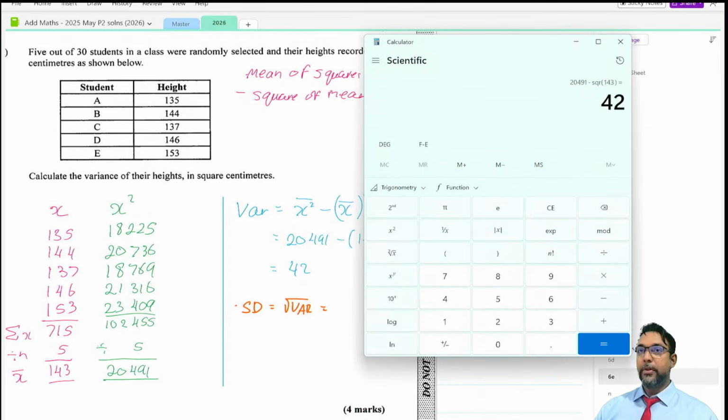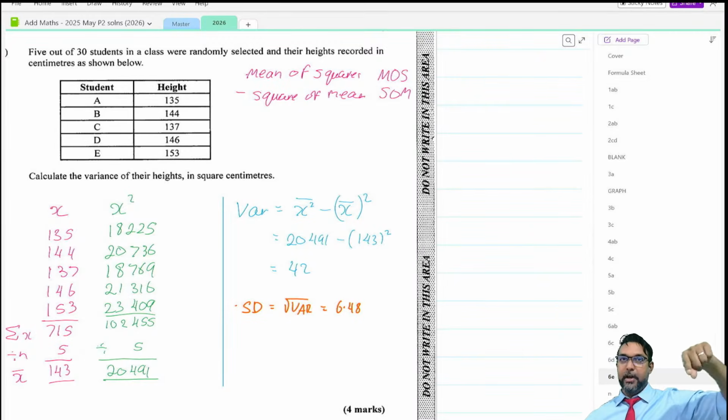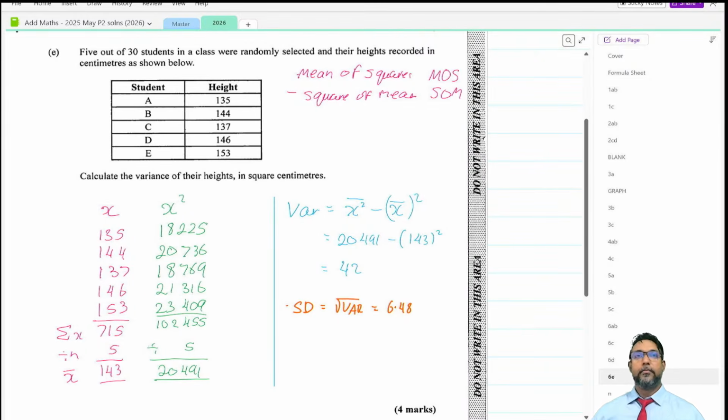This is raw data. They could bring grouped data. So for grouped data: the sum of fx squared over the sum of f, minus, in brackets, the sum of fx over the sum of f, all squared. Please write that down.